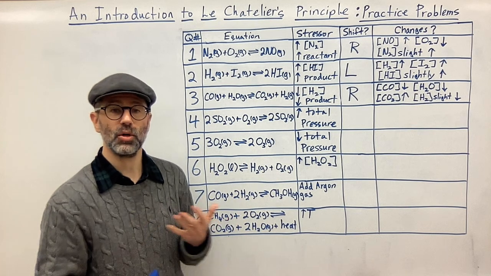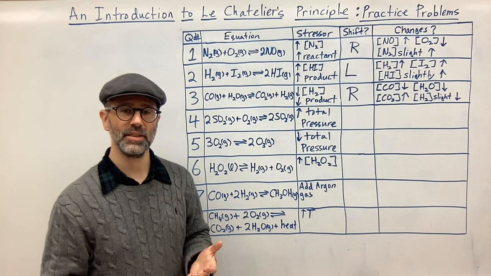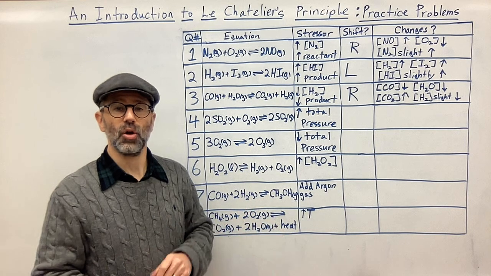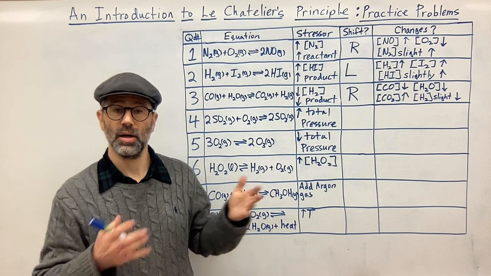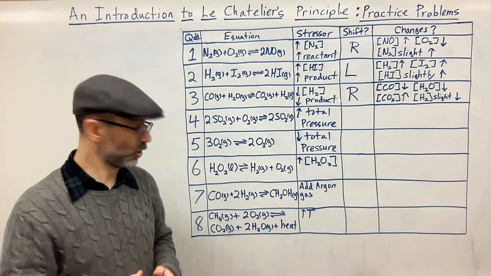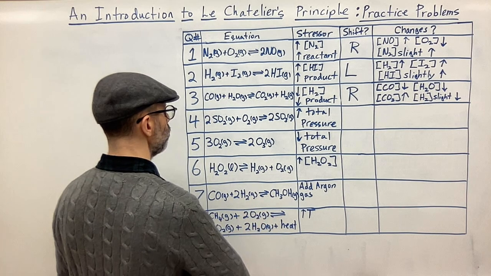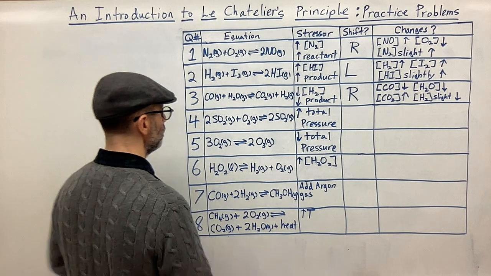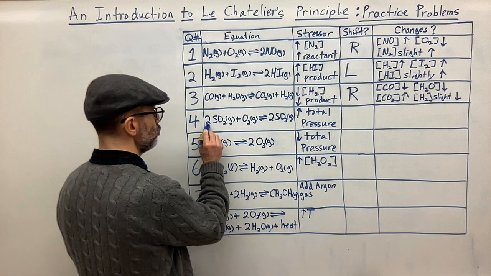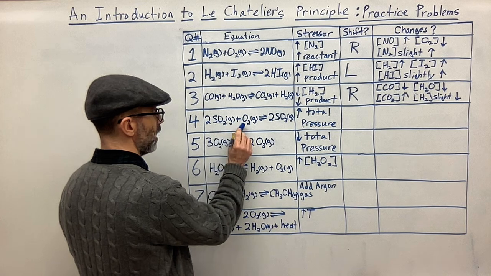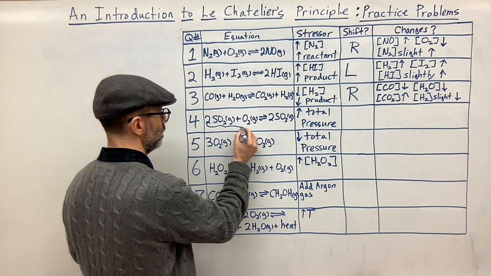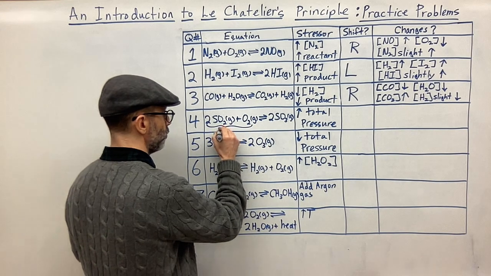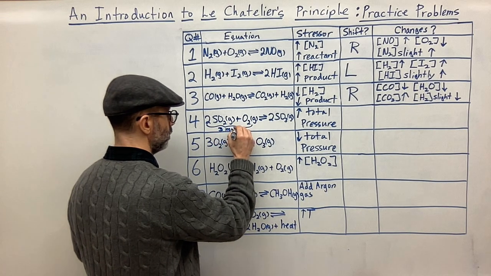So what's going to happen? What do we look at? What's the question? Well, the question is what is the number of moles of gas on each side of your equation, right? So we need to look at that. So right here, we see we have 2 moles of SO2 and we have 1 mole of O2. So we add those together and we have 3 moles.